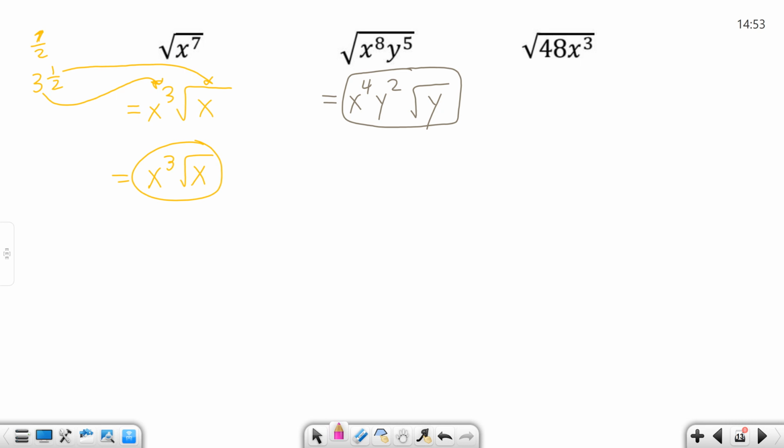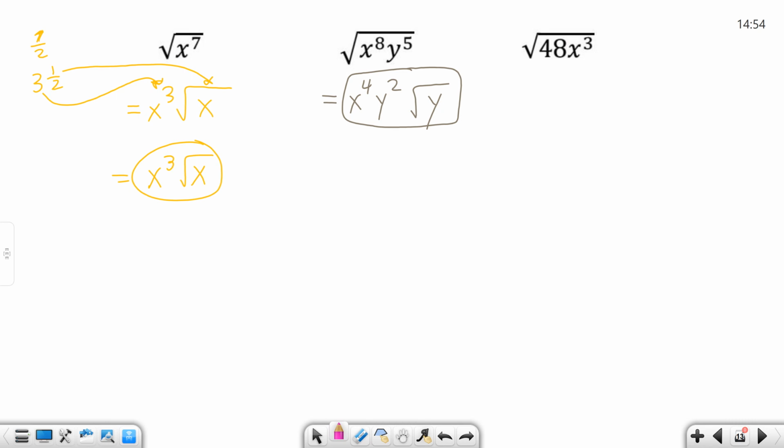The square root of 48x to the 3rd power. Now we're mixing numbers with variables. How many terms do I have in here? 1 term. Very good. It's 1 term because there's no plus or minus separating terms. Now I have 2 factors. 48's a factor, and then x to the 3rd's a factor, right?